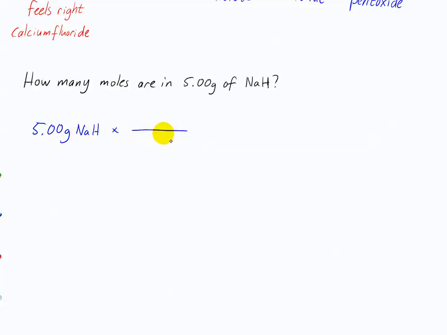Okay, so let's set up our conversion. We're gonna do this just like any of the other unit conversions that we did. We want to get rid of grams and end up with moles, so we're going to have grams down here and moles up here. Now we need to know how many grams per mole, and how do we figure that out? From the periodic table. We add up the masses underneath the elements. We've got about 3 significant figures to deal with here, so we've got 23.0 for sodium and 1.01 for hydrogen. So we'll just say 24.0 grams sodium hydride per 1 mole of sodium hydride.